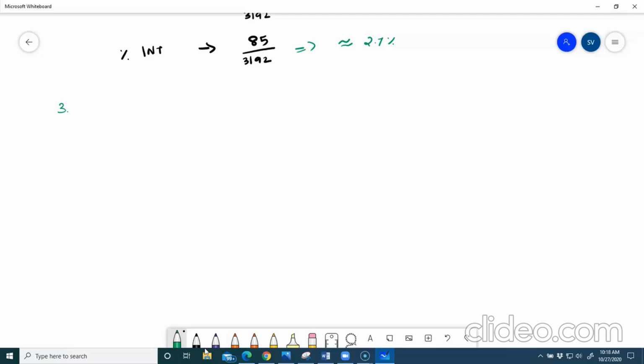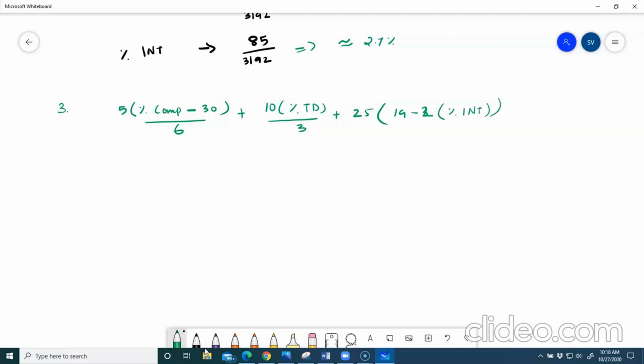So the items in the bracket: 5 times percentage of completion minus 30, over 6, plus 10 times percentage of touchdown, over 3, plus 25 times 19 minus 2 into percentage of interceptions, over 12, plus 25 times YD minus 3, over 6.